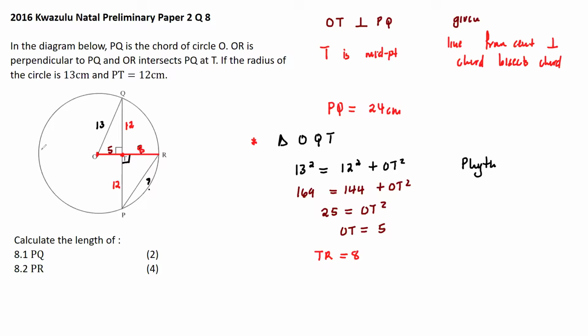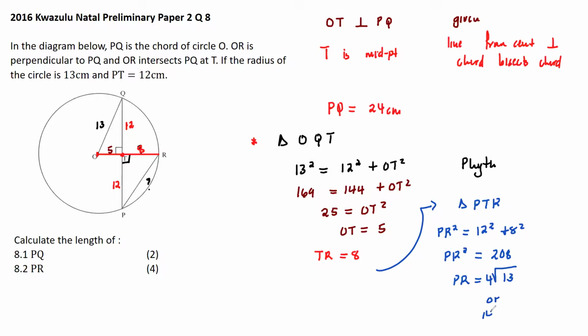Then finally, we can find my PR. So which triangle am I using now? I'm using, let me bring it this side, triangle PTR. So PR squared is now 12 squared plus 8 squared, which eventually gets to 208. That's PR squared. So PR is 4 root 13, or if you change it to decimal, 14,42 centimeters right there. That's your answer. And I think I'm okay with all of that.